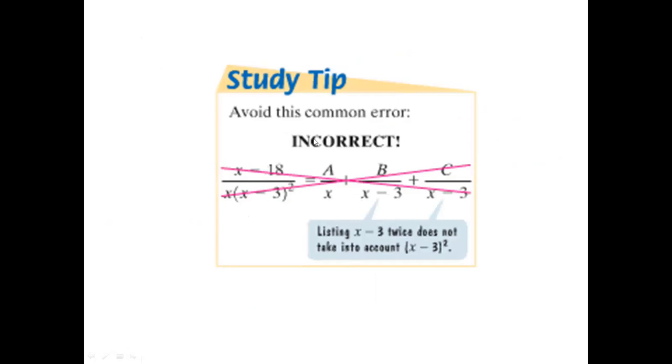Avoid this common error. So you have this study tip, you have A over X plus B over X minus 3 for this one. And notice that your C was not raised to 2. So the correct way of writing it is it should be raised to 2. So these are some of the mistakes that the students are making.